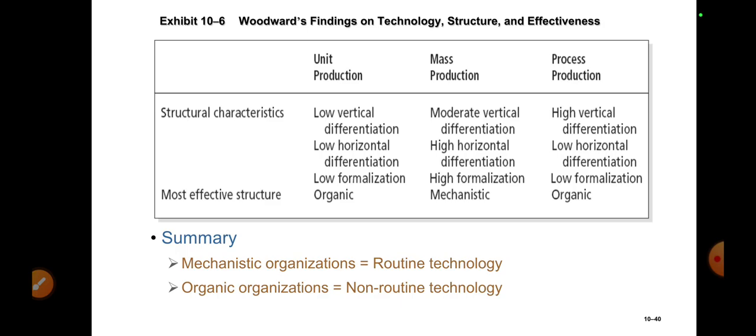So in summary, we can say that if the company follows some routine technology, they have to follow the mechanistic organizational structure. If the job nature is non-routine technology, they have to follow the organic organizational structure.